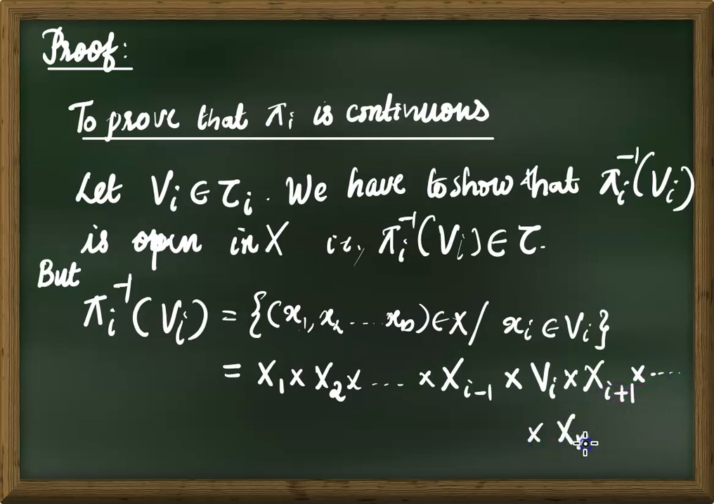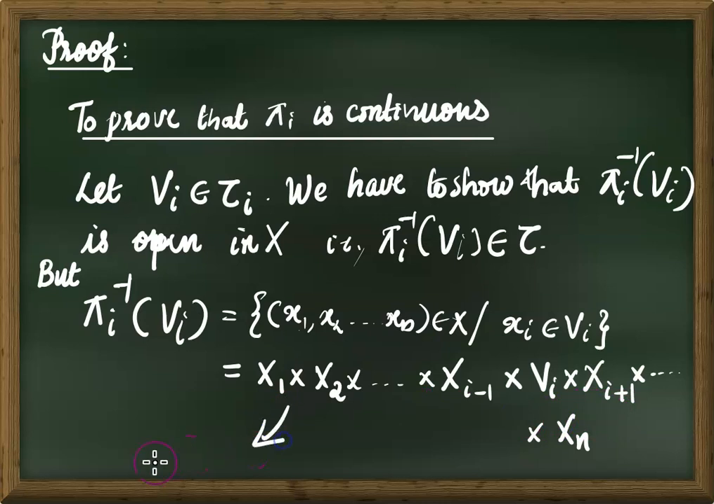Cross X_n. We wrote this because there are no restrictions on any other coordinates of x. Only the ith coordinate is required to lie in V_i. And we know that capital X_1 is open in X_1. Similarly, capital X_2 is open in X_2 and so on. And we know that V_i belongs to tau_i. So, V_i is open in the respective space X_i and so on.